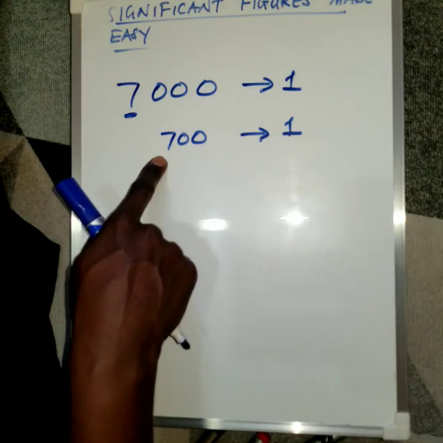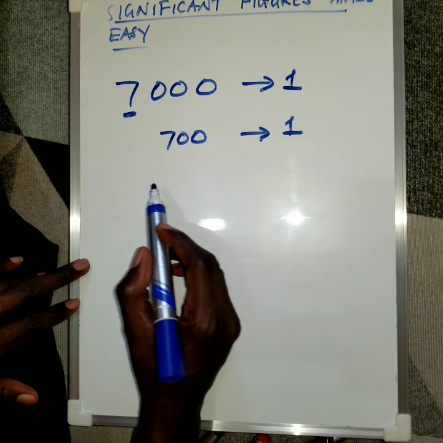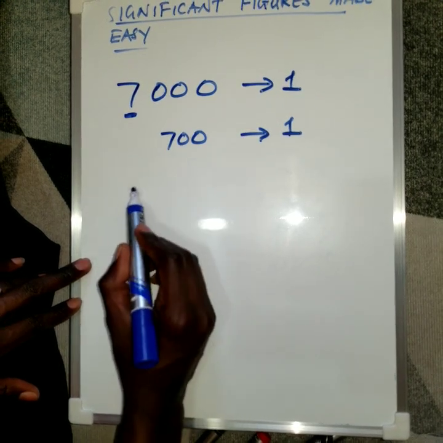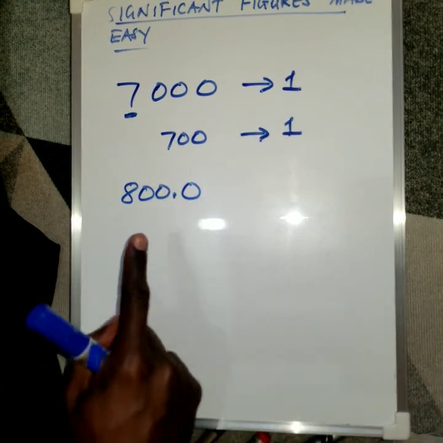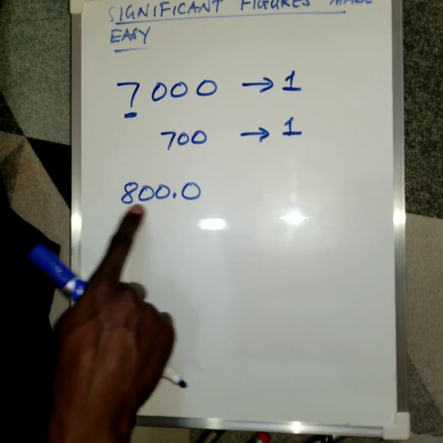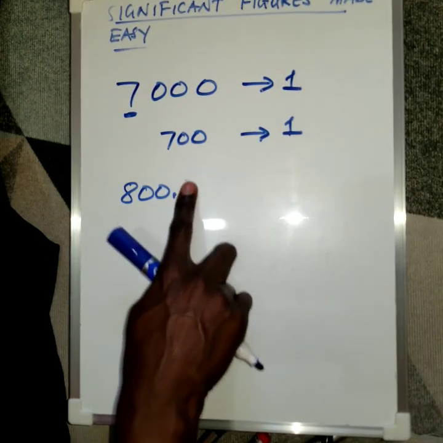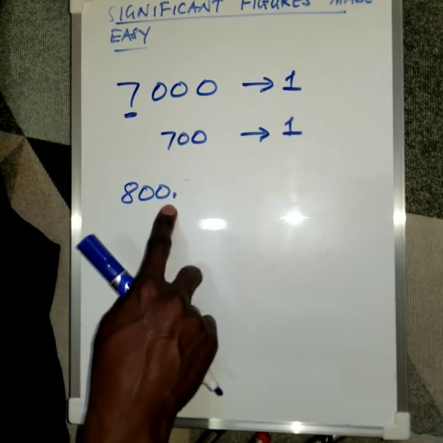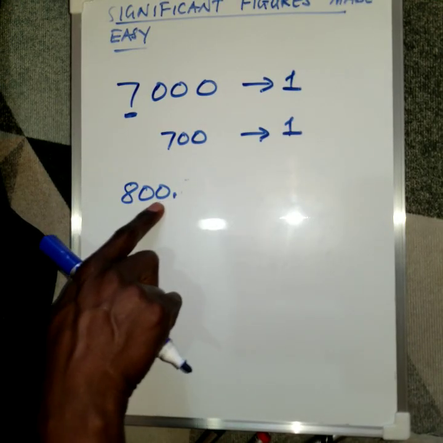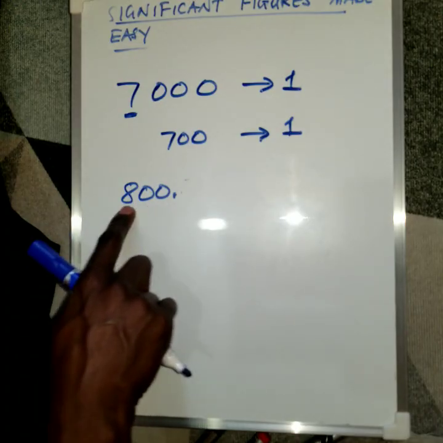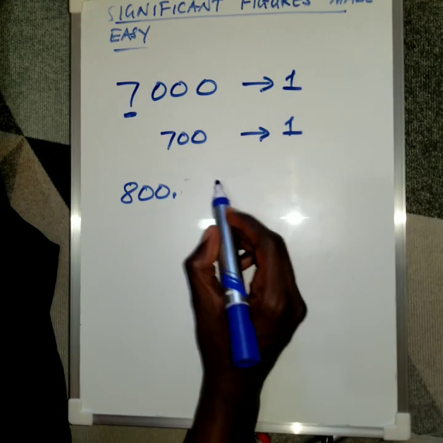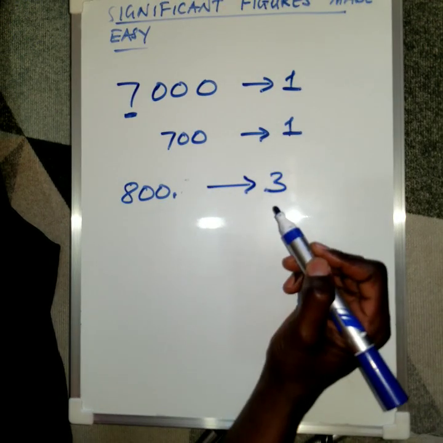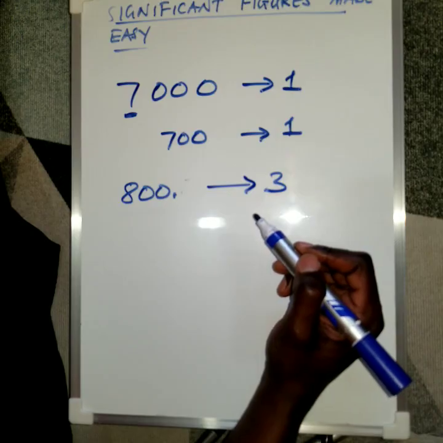But of course, if the zeros come after a decimal point, for example, you have 800.0, it simply means that these zeros are going to be considered as being significant. So in this case, it simply means that you have got 3 significant figures.